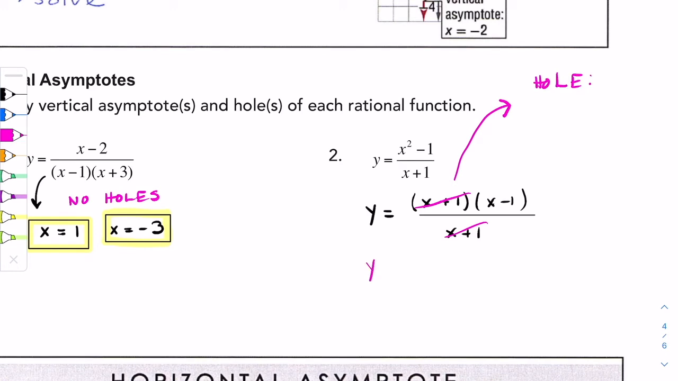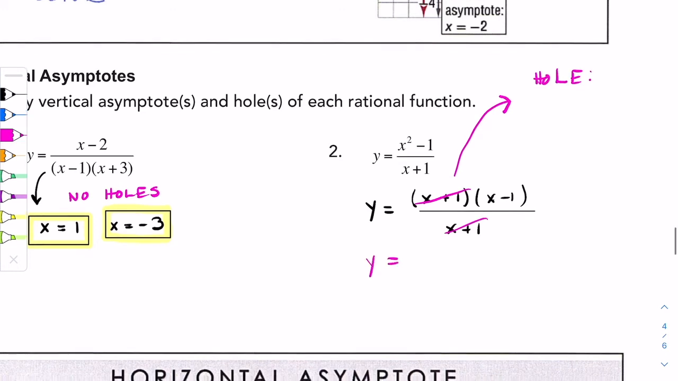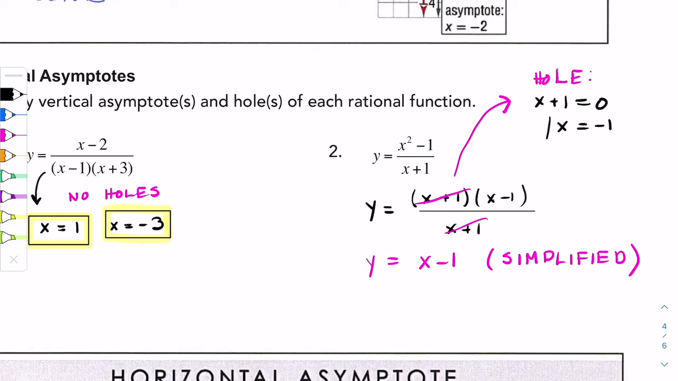Before I actually calculate the hole, I'm going to write my simplified expression as x minus 1. That's technically x minus 1 over 1, but x minus 1 works. It is the same thing. All right, so the hole is found by the x-coordinate of setting the common factor of x plus 1 equal to 0. The x-coordinate is negative 1.